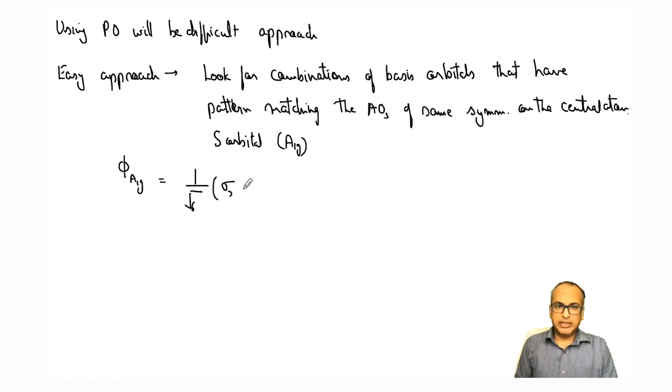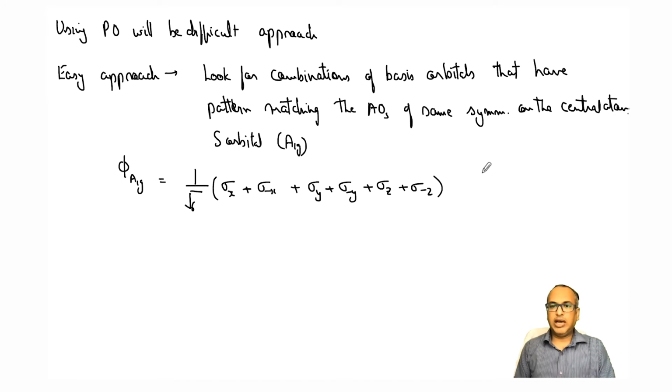So if I combine sigma x plus sigma minus x plus sigma y plus sigma minus y, yes, y, x, minus x are the directions, but the phase of the orbitals are all the same. Plus sigma z plus sigma minus z. So this will have A1G symmetry, right? Because all the possible signs are positive in nature. So I can pictorially also represent it something like this.